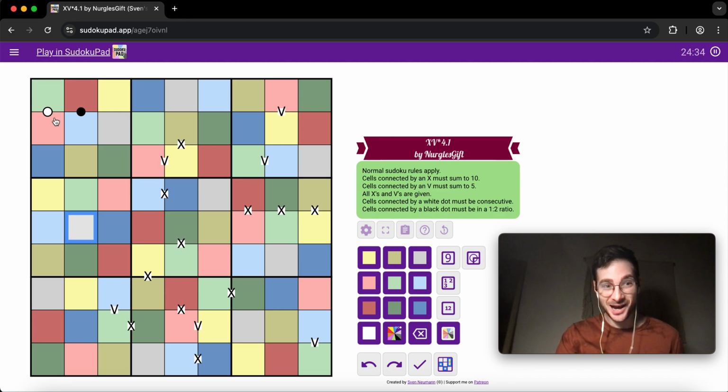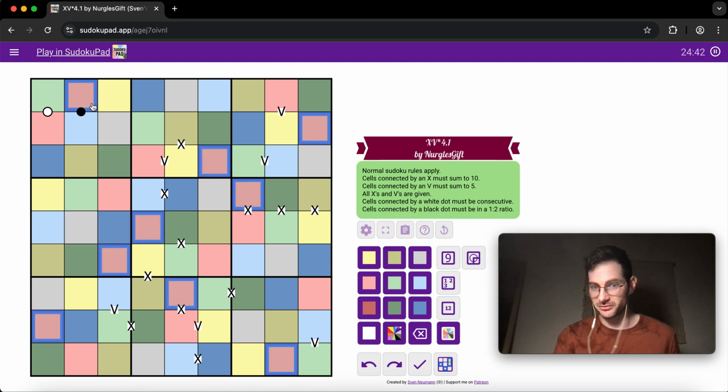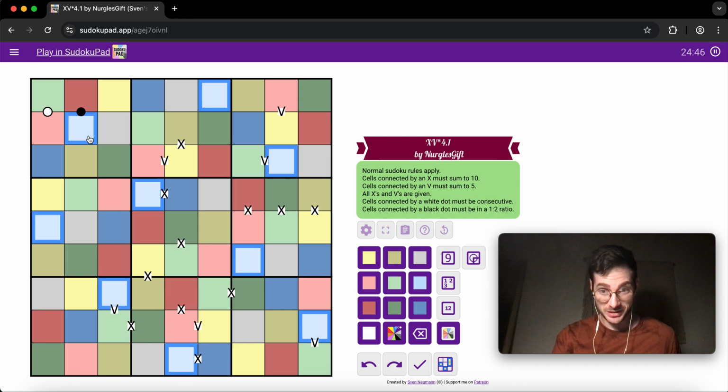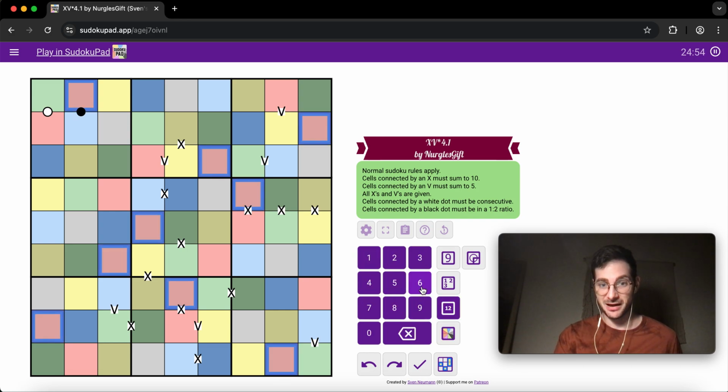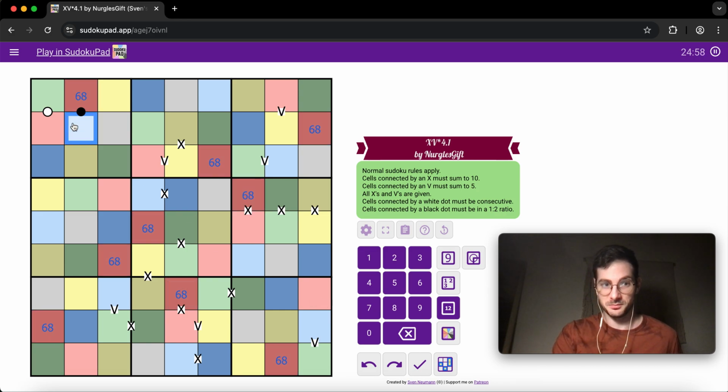So without these dots, there would be no way to solve the puzzle, which is why they're here. So let's see how we can use them. Again, we know our dark colors are coming from 6, 7, 8, and 9. Our light colors are coming from 1, 2, 3, and 4. We know that these two cells need to be in a 1:2 ratio, which means that this must be either a 6 or an 8. This does, and therefore this must be either a 3 or a 4.